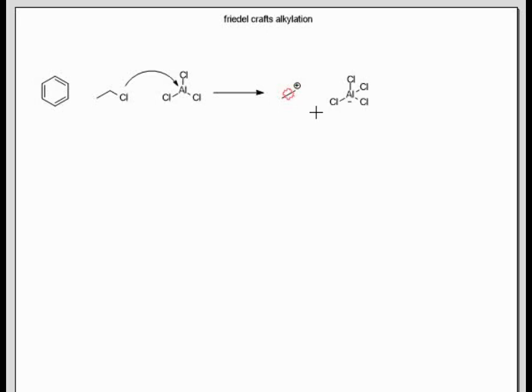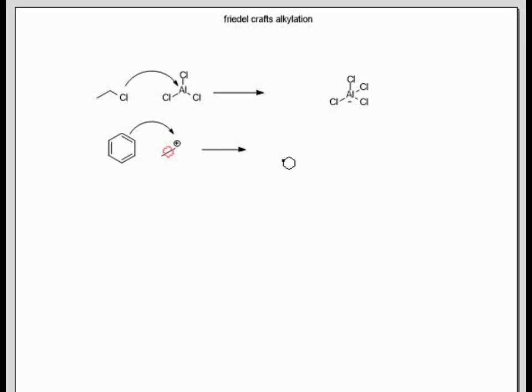Then we have an ethyl carbocation and we have benzene. The benzene will act as a nucleophile. Let me shift the benzene here and the carbocation over here. Here we have our electrophile, and here we have a nucleophile. So now it's a simple electrophilic substitution reaction. That benzene is going to donate its pi bonds to the carbocation and form a sigma complex.